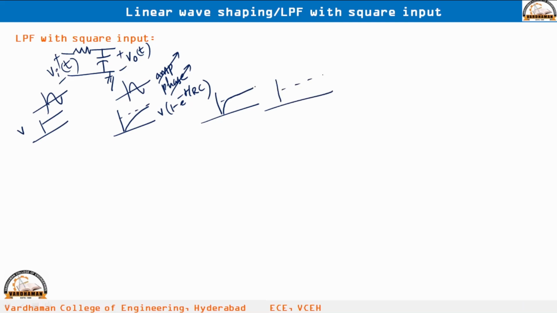Sometimes, to reach this V, particularly V volts, it will take a larger amount of time. That means a very long time will be taken by the output to reach V volts. So, three cases are there. For example, assume this is T1, capital T1, a specific time instant.